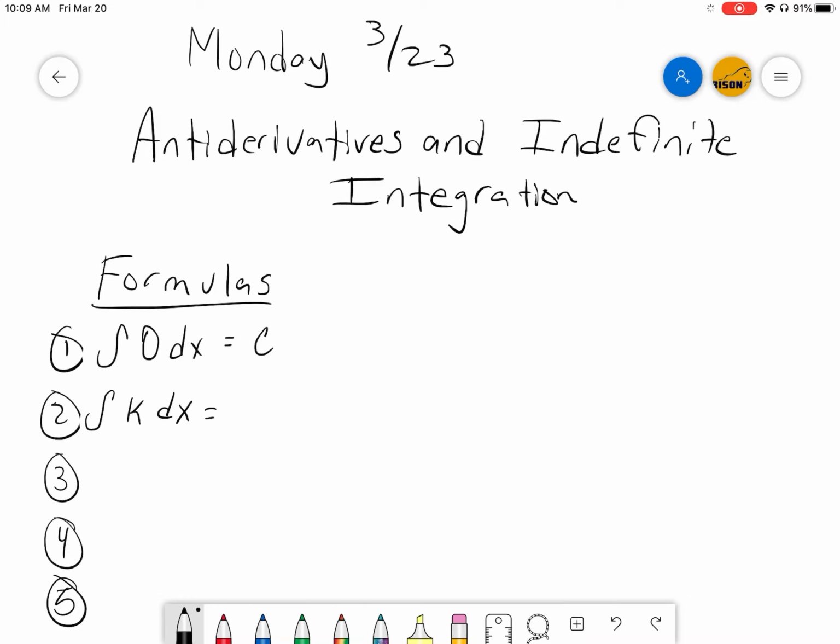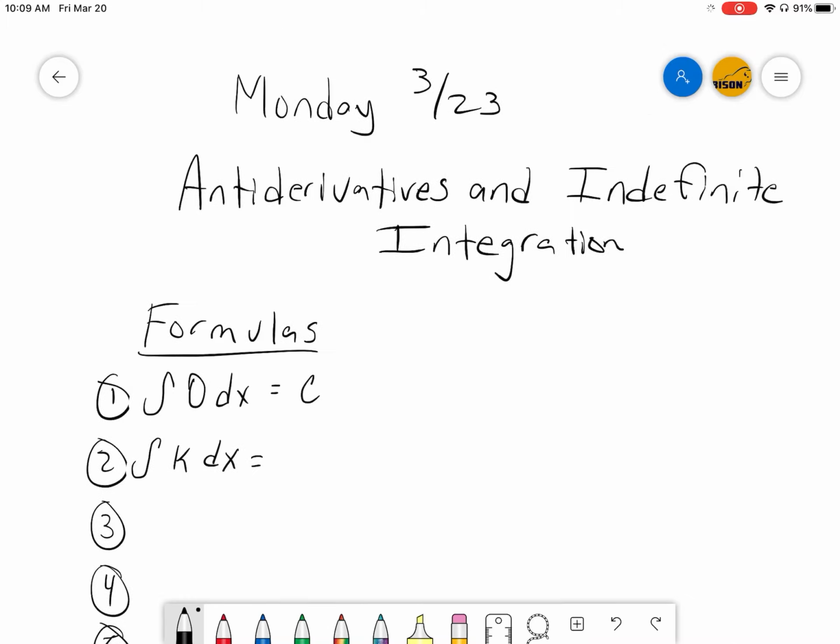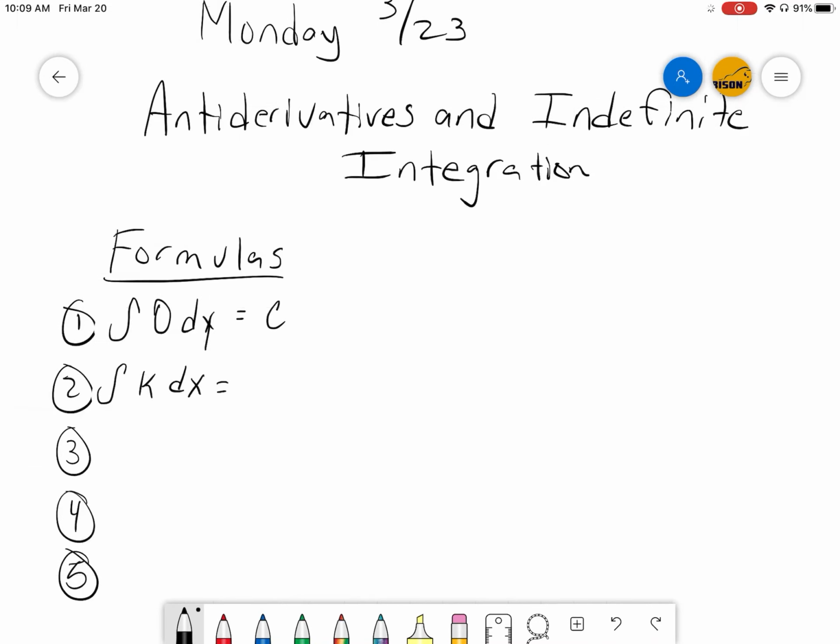So basically a constant number here, all we have to do is attach, oh, that is not good. Hang on. Let me fix this.